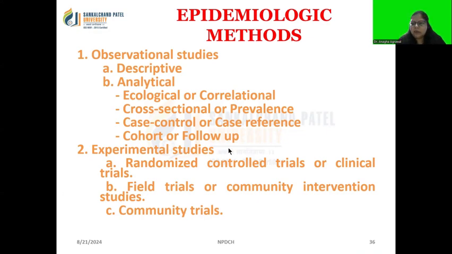And second is the experimental studies, where you actually experiment with the people. You change their environment. You give them something or you remove something from their day-to-day life. You ask them to do something which they do not do in their day-to-day life so that there will be an experimentation, and ultimately you will come to know what will happen if things are done in this way. So this is the broader classification, that is observational studies and experimental studies.